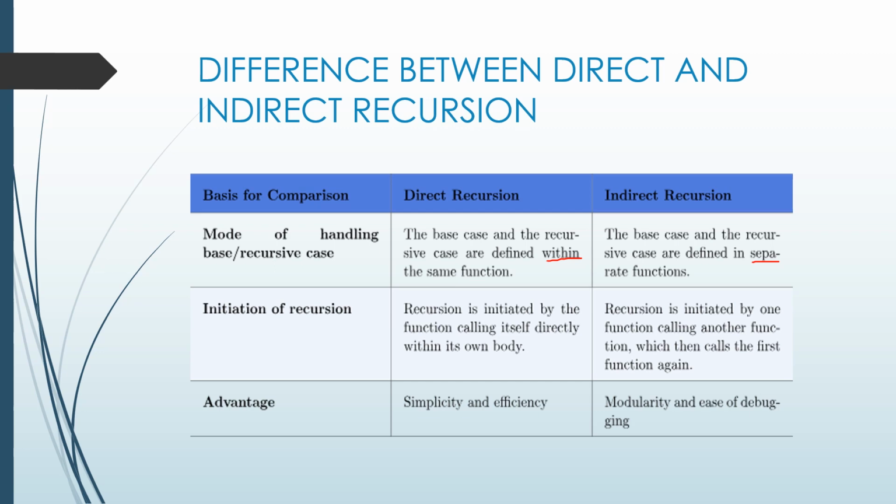Initiation of recursion means initialization of recursion. In direct recursion, recursion is initialized by the function calling itself directly. Here directly the function calls within the body. Indirect recursion means recursion is initiated by one function calling another function, which in turn calls another function. This will be the indirect function calls. Advantage: simplicity and efficiency. The code of the direct recursion will be simple and efficient. Here, modularity and ease of debugging: debugging is complex. Here, the debugging is complex.